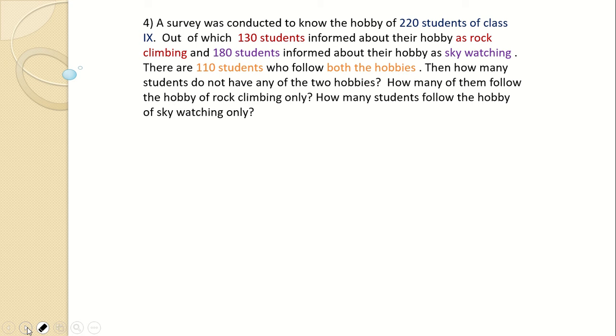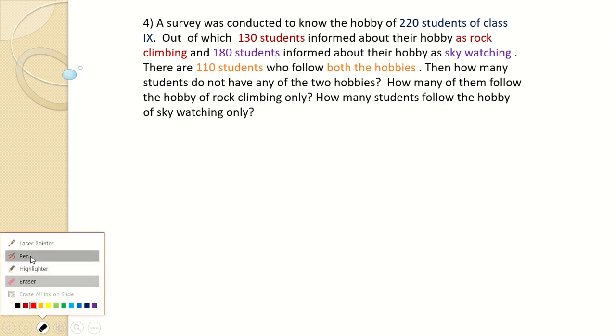A survey was conducted to know the hobby of 220 students of class 9, out of which 130 students informed about their hobby as rock climbing and 180 students informed about their hobby as sky watching, and there are 110 students who follow both the hobbies. Then how many students do not have any of the two hobbies? How many of them follow the hobby of rock climbing only? And how many students follow the hobby of sky watching only? Now students, go step by step and you will never go wrong.